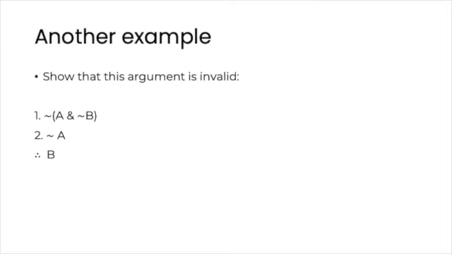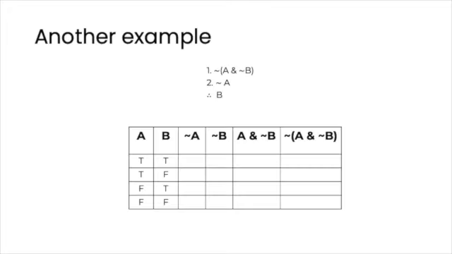Now let's do another example. Take this argument and show that it is invalid. But first, start by doing the truth table. So again, you can pause the video while you do it.